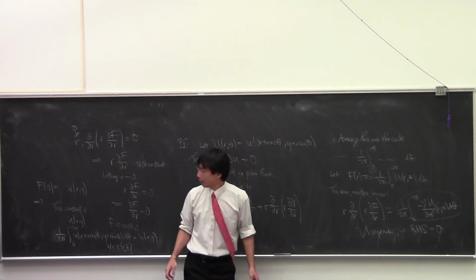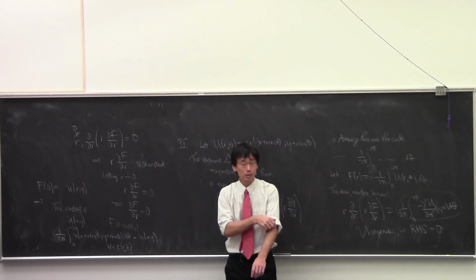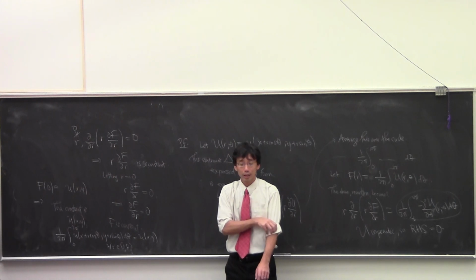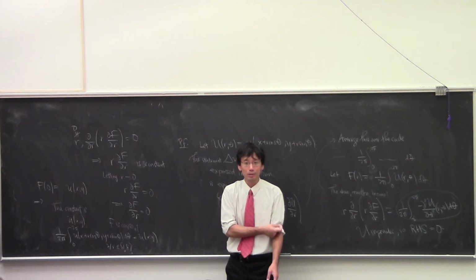Okay, so next time we'll see how the mean value property gives us the uniqueness of the solution. And this is related to something called the maximum principle, which you may have seen in complex analysis.